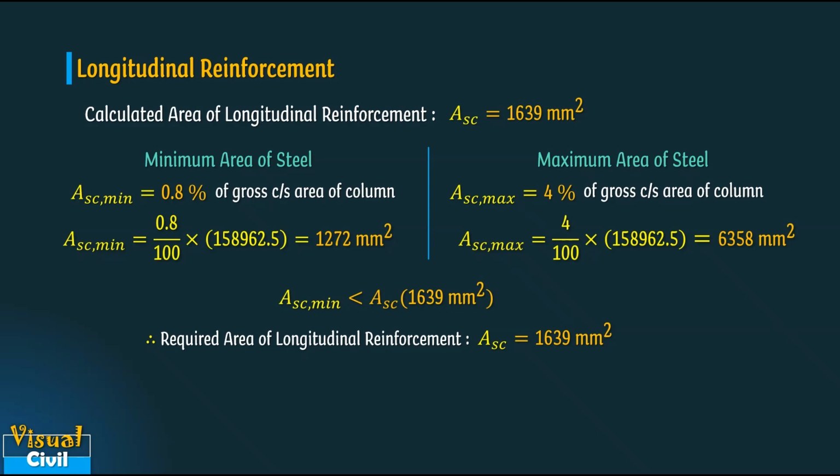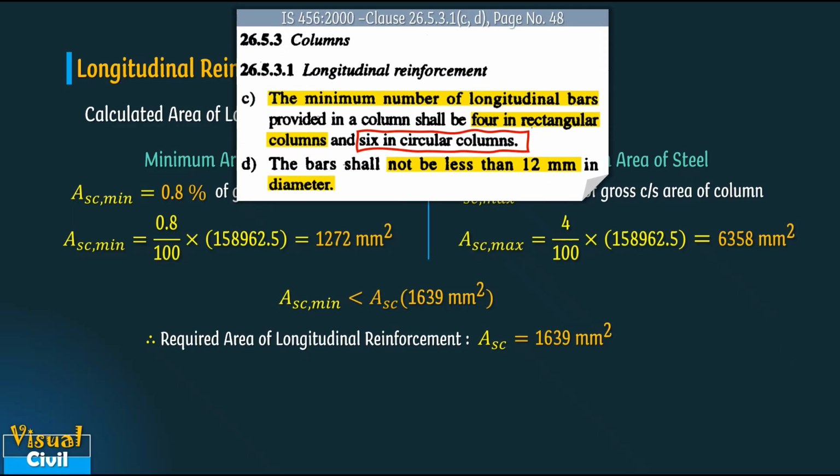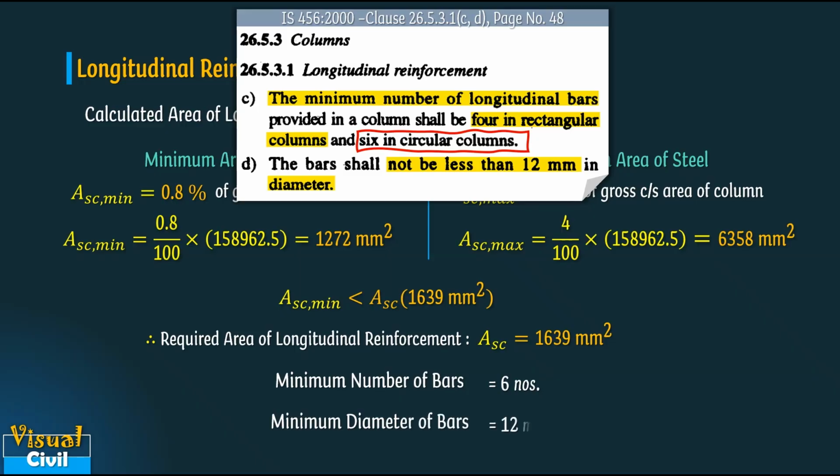Moving ahead, as per clause 26.5.3.1 C and D, the minimum number of bars in a circular column is 6 and the minimum diameter of each bar is 12 mm.